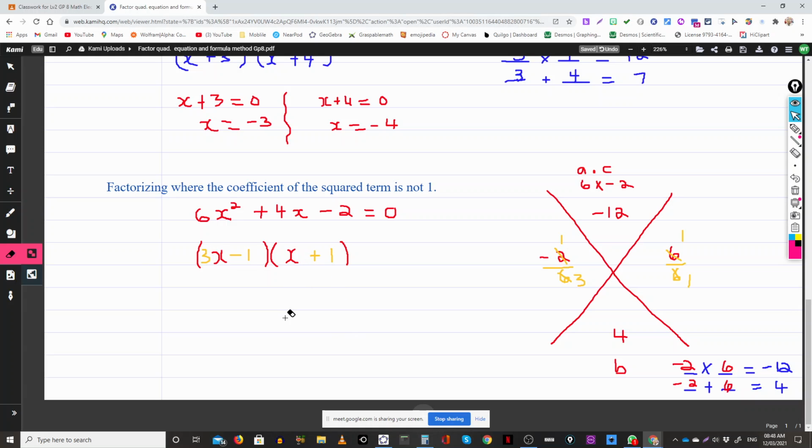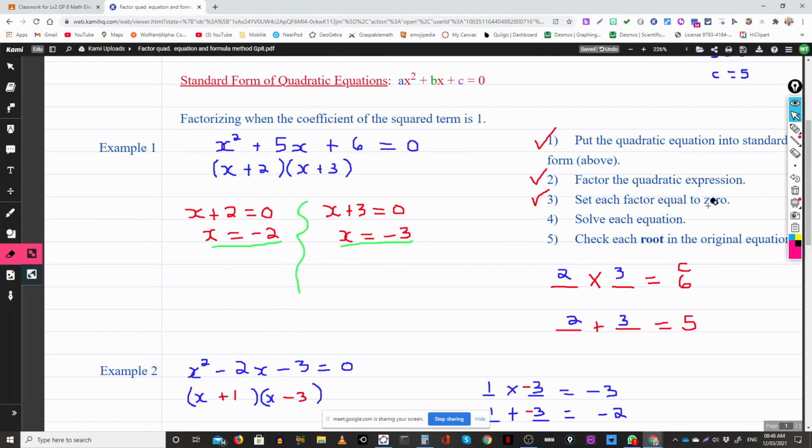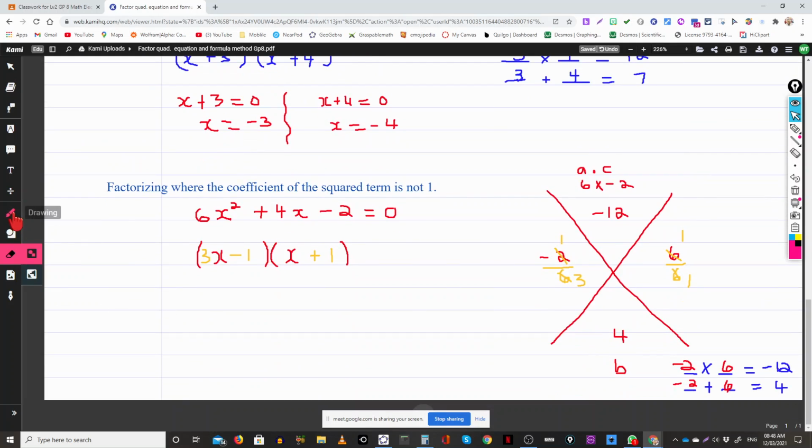That's your two factors. Now after factorizing, the third step would be to set them to 0, and then you solve the equation, right? So we're going to set each one of them to 0, and then we're going to solve. So in this case, the first one is 3x minus 1. We're going to equate it to 0, and then we're going to solve. And then we're going to equate the next one, x plus 1 equal to 0, and then solve for x.